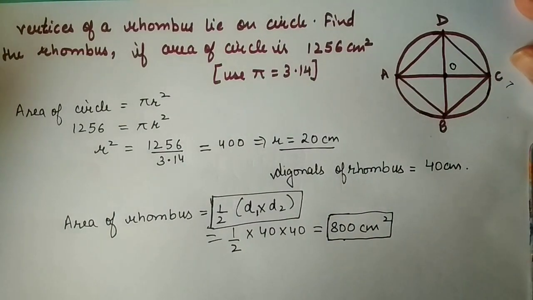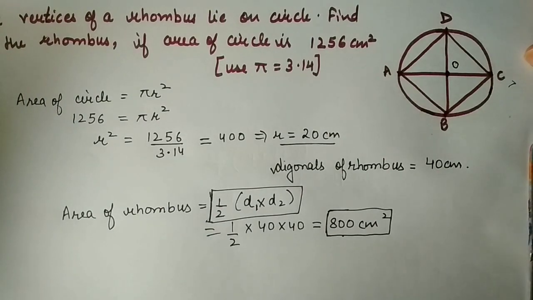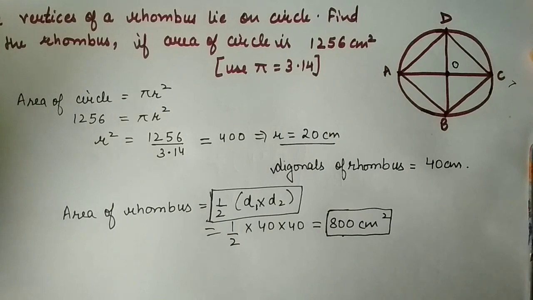So these were the different types of questions that were asked in previous year's question papers. Moreover, you need to be very thorough with the NCERT exercises in order to solve the question paper. So with this we finished chapter 12, areas related to circles.